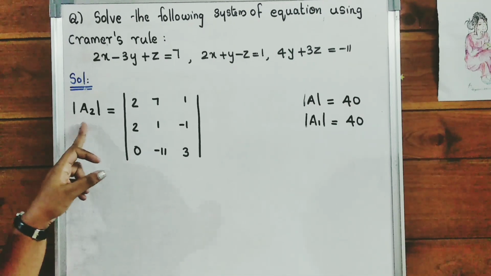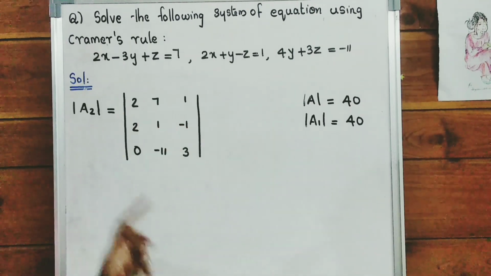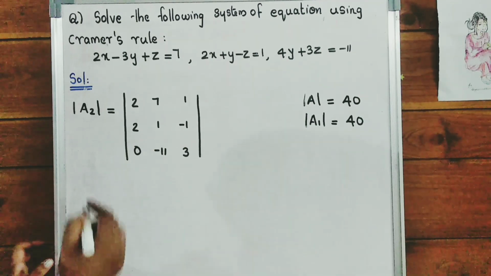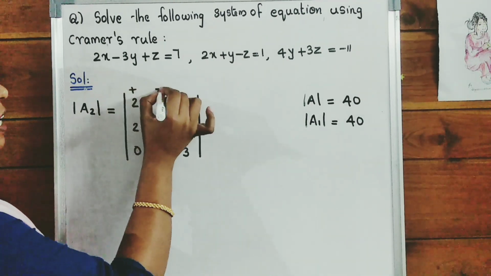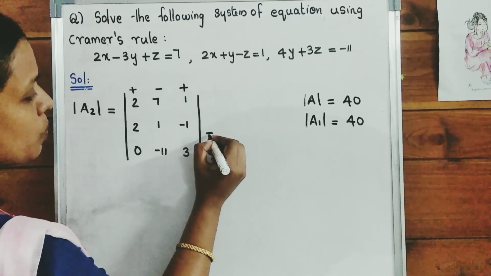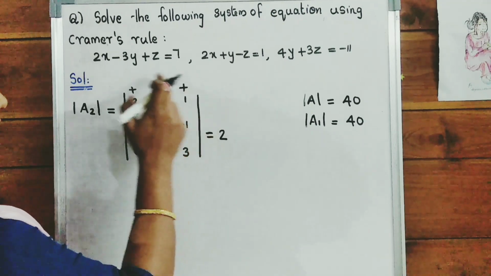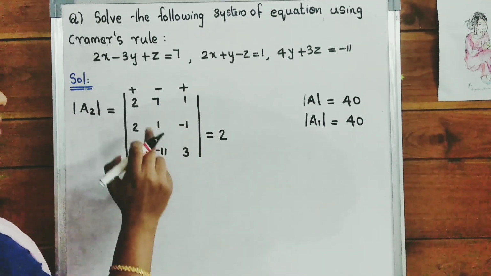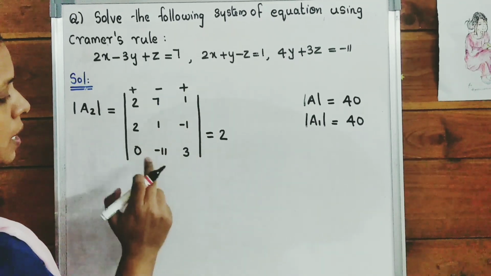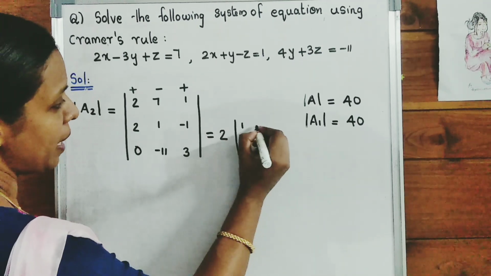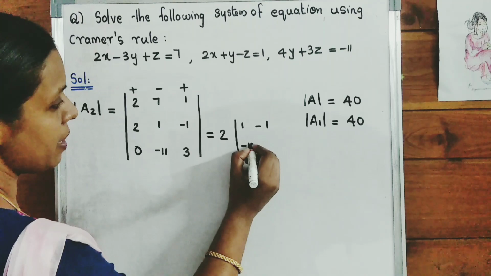Here determinant A2 is equal to determinant 2, 7, 1, 2, 1, minus 1, 0, minus 11, 3. Okay. First we assign here positive, negative, positive. That is equal to, we can write here first 2. Eliminate first row and first column. We get 1, minus 1, minus 11, 3. Put in determinant 1, minus 1, minus 11, 3.